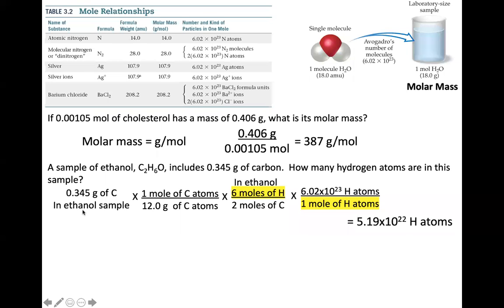So what I'm trying to do is conceptualize what it means to talk through a dimensional analysis that would start out with grams of carbon in the sample to get me to hydrogen atoms. I figured out from the grams to how many moles of carbon, to moles of hydrogen, to atoms of hydrogen. There's not one set scheme that you always have to go through, but with a little practice, you can see how the dimensional analysis comes together.